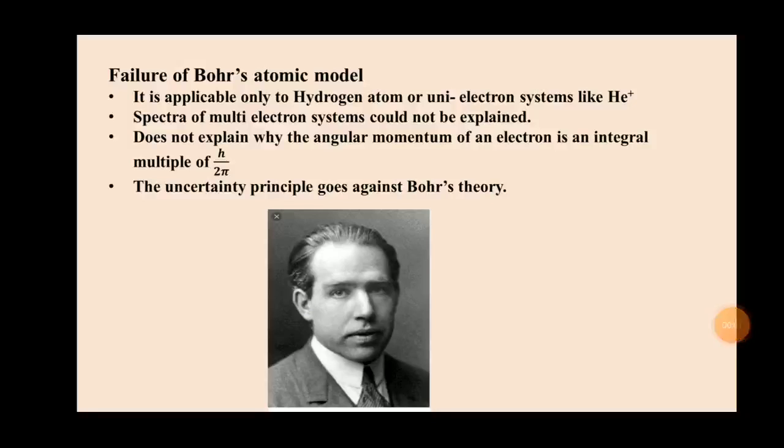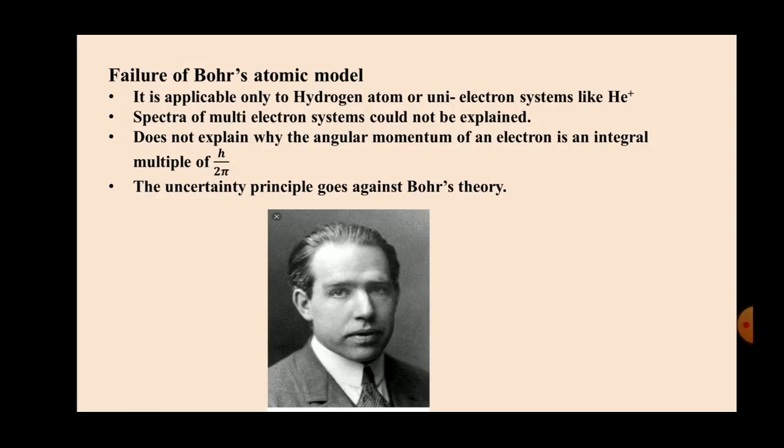Now, failure of Bohr's atomic model. What are the drawbacks or limitations of Bohr's atomic model? Here it is applicable only to the hydrogen atom. He explained all this information with the help of the hydrogen atom. He did the experiment only on the hydrogen atom or uni-electron system. Uni-electron system means, in hydrogen how many electrons are present? Since the atomic number is 1, hydrogen contains 1 electron as well as 1 proton.